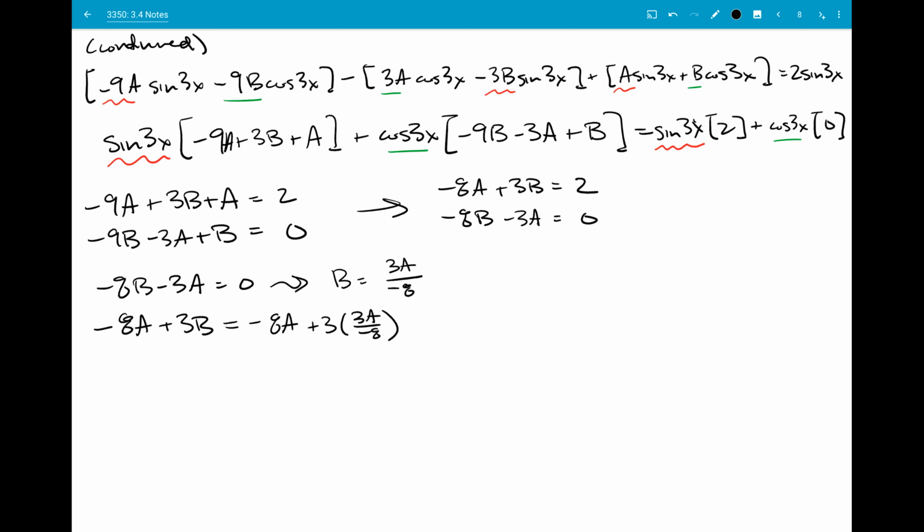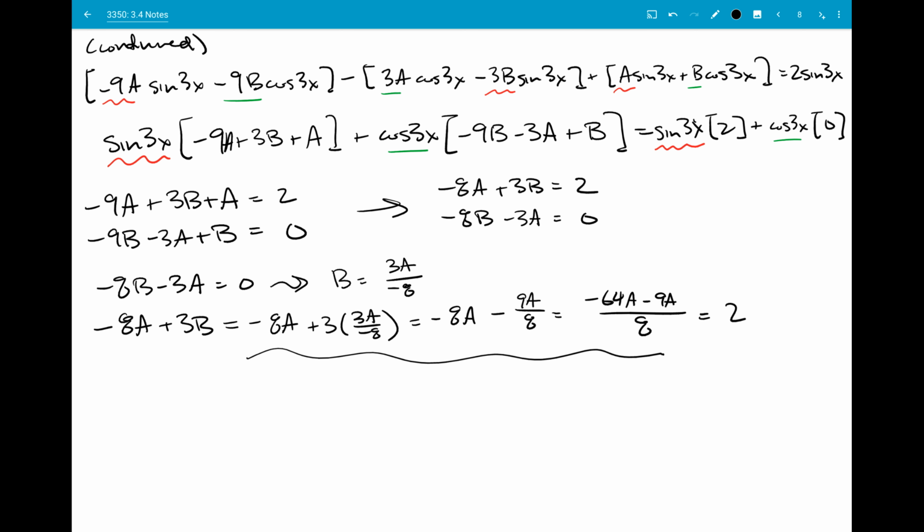So that's minus 8a minus 9a over 8. So that's minus 64a minus 9a all over 8. And I want that equal to 2. All of this right here was just algebra. This right here is the equation I started with. Maybe I'll write little numbers so you can see where they came from. That way it's not unclear.